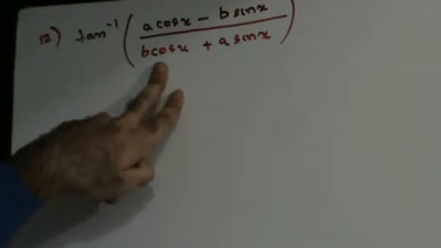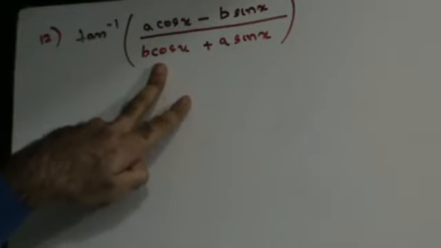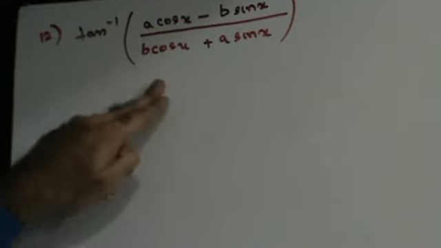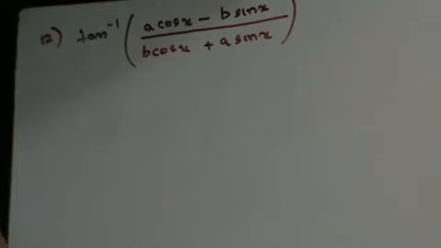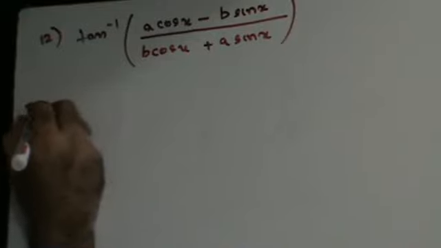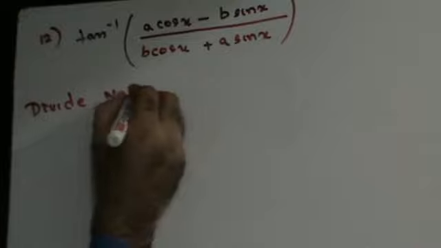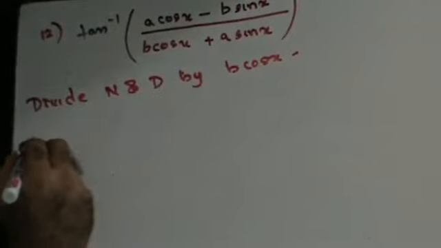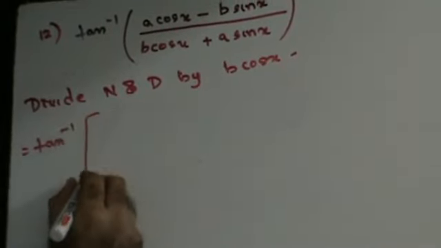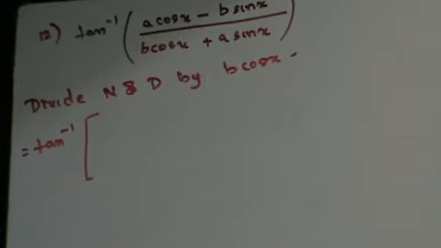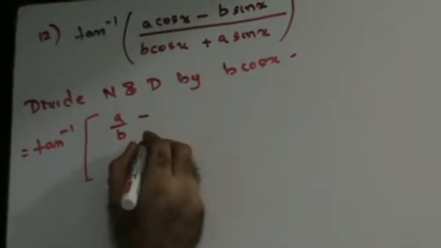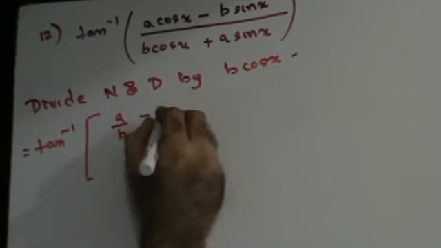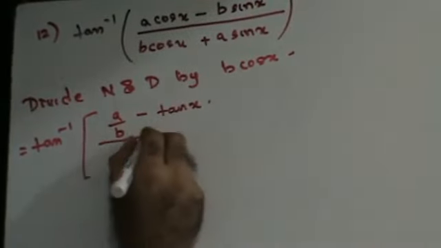To convert this number as 1, I need to divide the fraction by b cos x. So I'll say divide numerator and denominator by b cos x. So in that case, this will become tan inverse of a cos x upon b cos x, which will give you a upon b, minus b sin x upon b cos x, which is going to be nothing but sin x upon cos x, which is nothing but tan x.